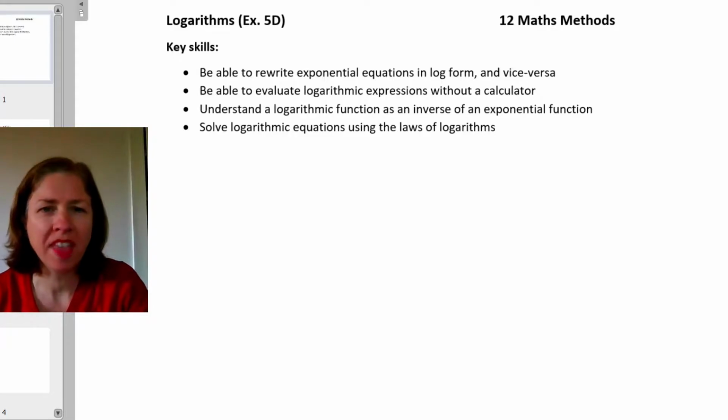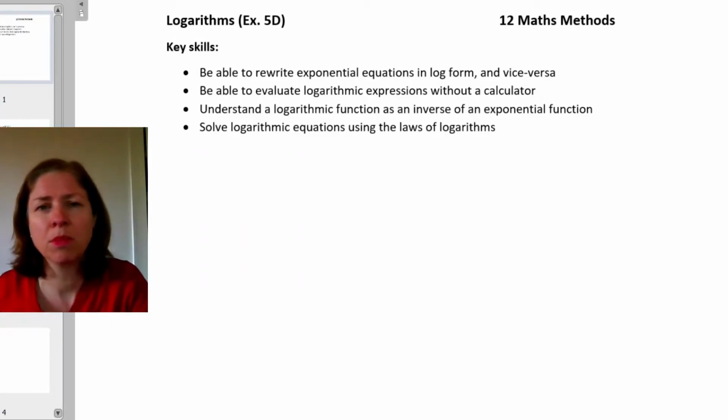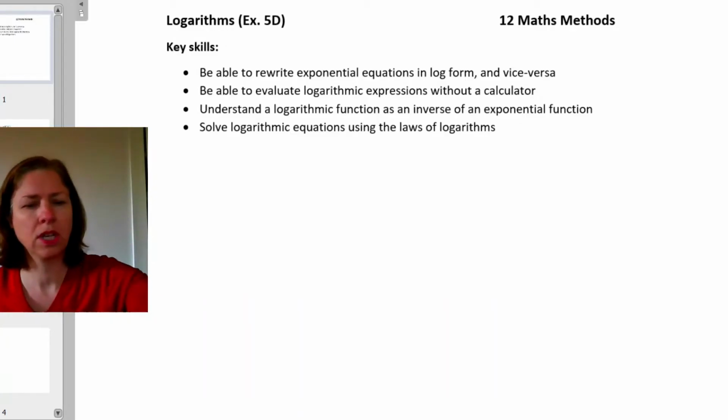We're going to learn what logarithms are, and specifically to be able to rewrite exponential equations in log form because they are equivalent expressions. Then we'll look at evaluating logarithm expressions without a calculator. We're going to look at our laws of logarithms and then use those laws to solve some equations and simplify some expressions. So let's get started.